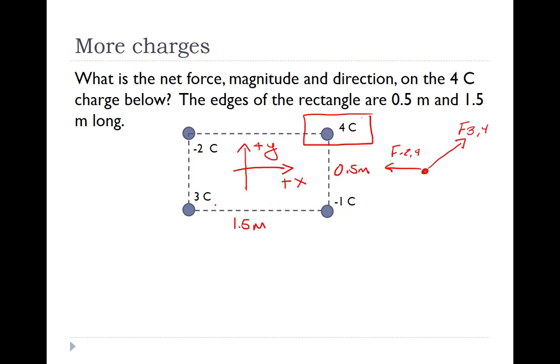And to give you a perspective, that is along the diagonal between the 2 charges. The -1 coulomb and the 4 coulomb charge will be attracted. So the 4 coulomb charge will experience a downward force, or a negative y force, due to the -1 coulomb charge. Okay, so I've established what I expect the directions of these 3 forces to be in. The next thing I'm going to do is calculate the magnitudes of these 3 forces.